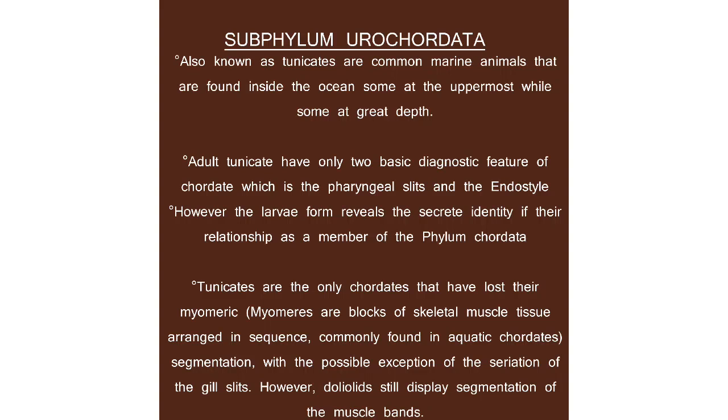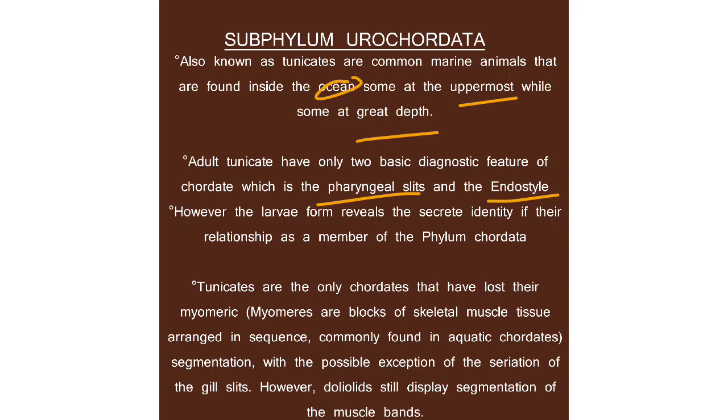Urochordates are also known as tunicates, and they are common marine animals that are found inside the ocean. Some are at the uppermost, while some are at the great depths of the ocean. Adult tunicates have 2 basic diagnostic features, and these are the pharyngeal slits and the endostyle. Every other diagnostic feature is missing in adult tunicates. They are highly specialized. But the larval form of a tunicate reveals the identity secrets between the phylum Chordata and the urochordates, and that's the reason why I put them under phylum Chordata. You understand?